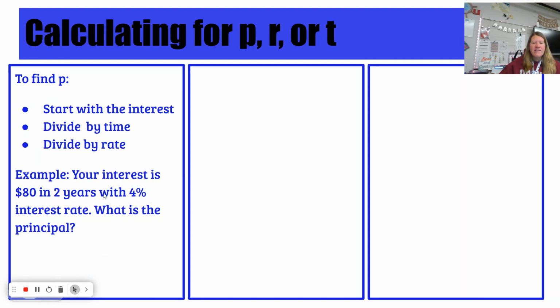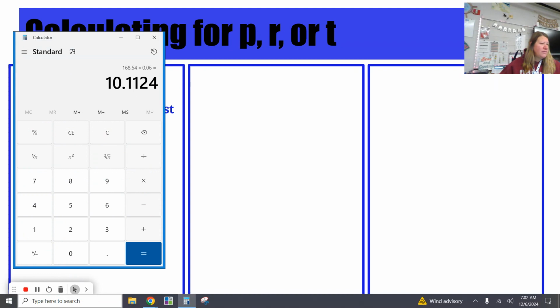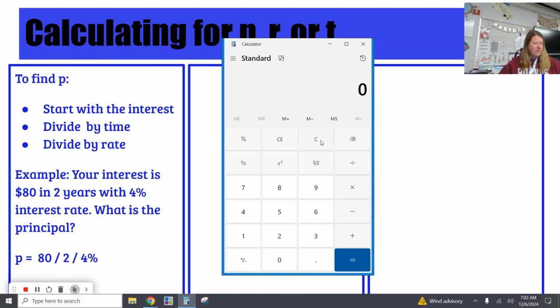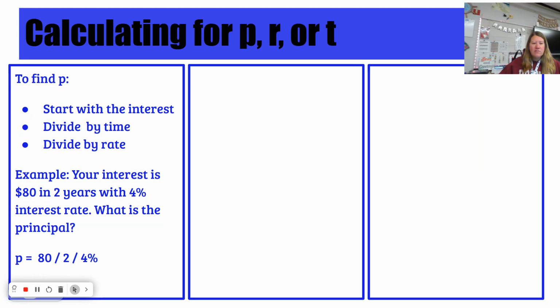Example, your interest is $80 in 2 years with a 4% interest rate. What is the principal? Start with the interest. 80, and then divide by, doesn't matter if I do time and then rate, doesn't matter if I do rate then time. Nope, does not matter. Just start with the interest, divide by the other two numbers. So, 80 divided by 2, divided by, don't forget the percent symbol, 4%. $1,000. So that means I started that account, which you can't see, with $1,000.